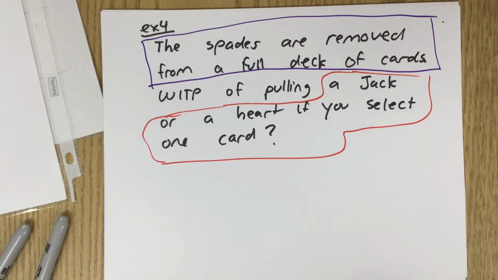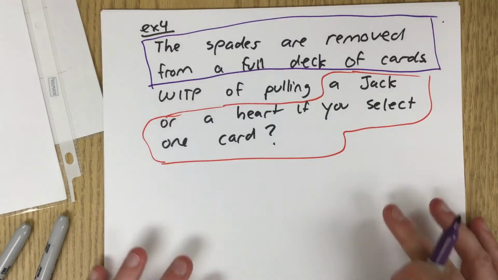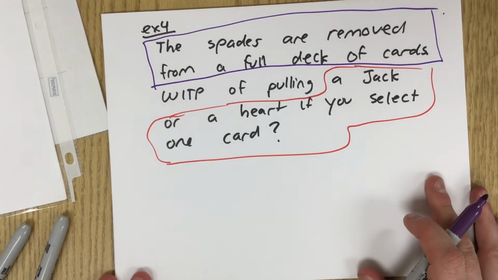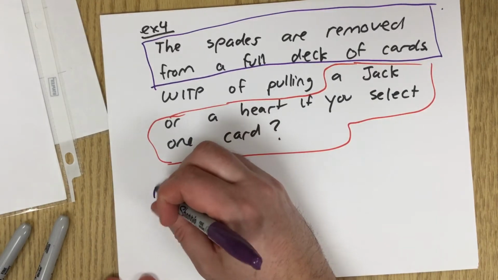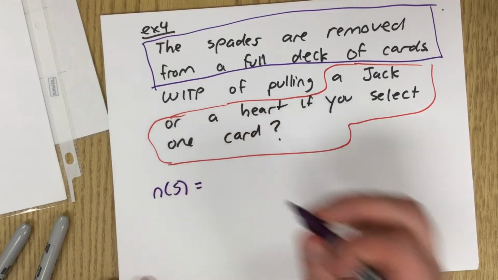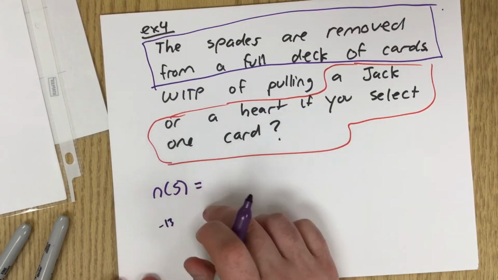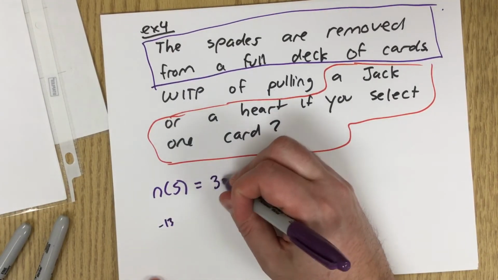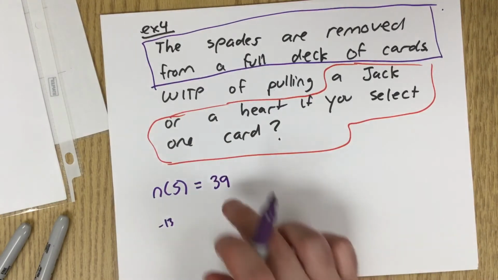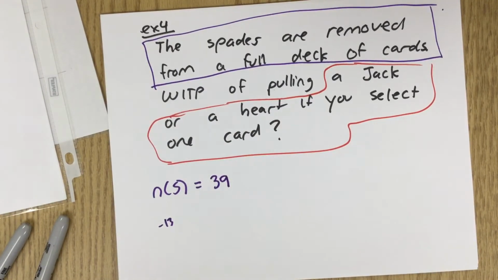So I always said before the n was 52, there was 52 cards in a deck of cards. So how many cards do we have in a deck of cards now? If we remove the spades, then we've lost 13 cards. And 52 minus 13, there's only 39 cards left. So there's 39 cards left in our deck of cards.